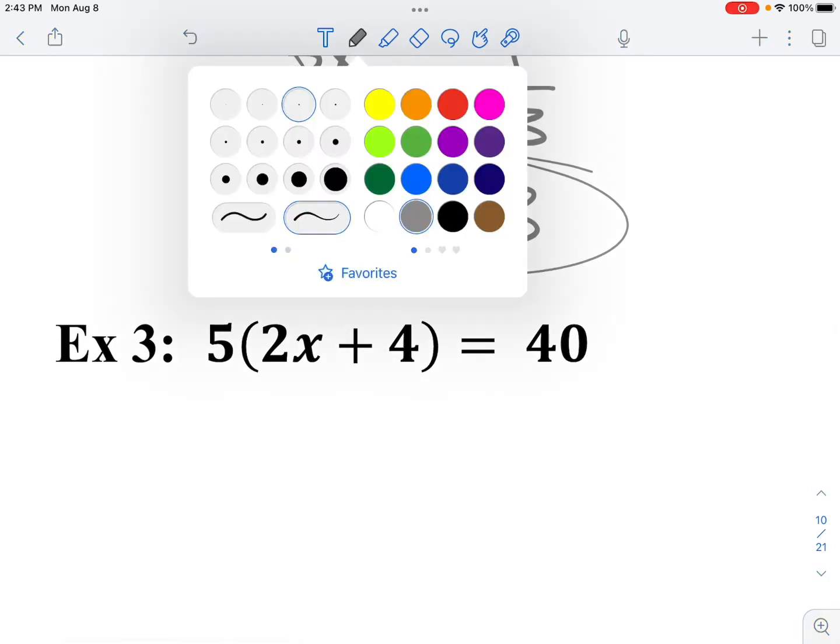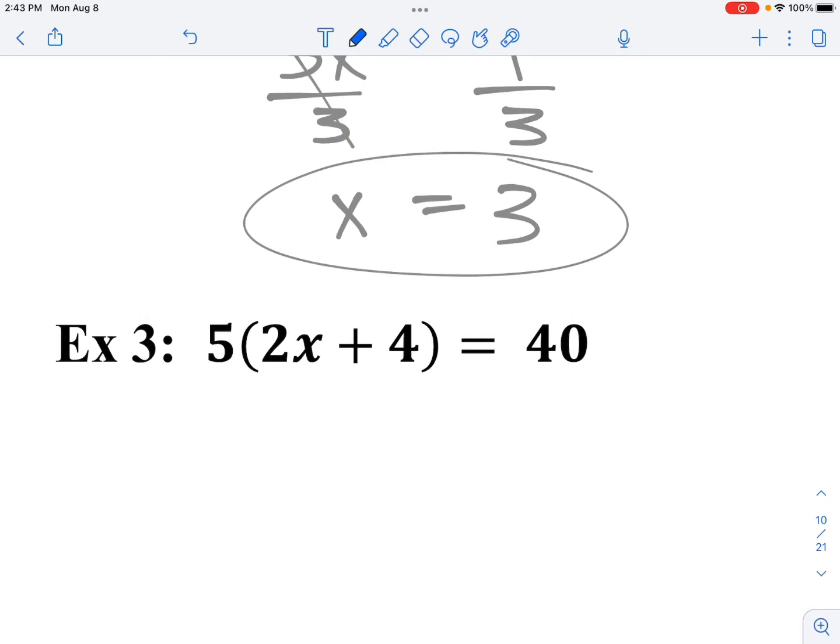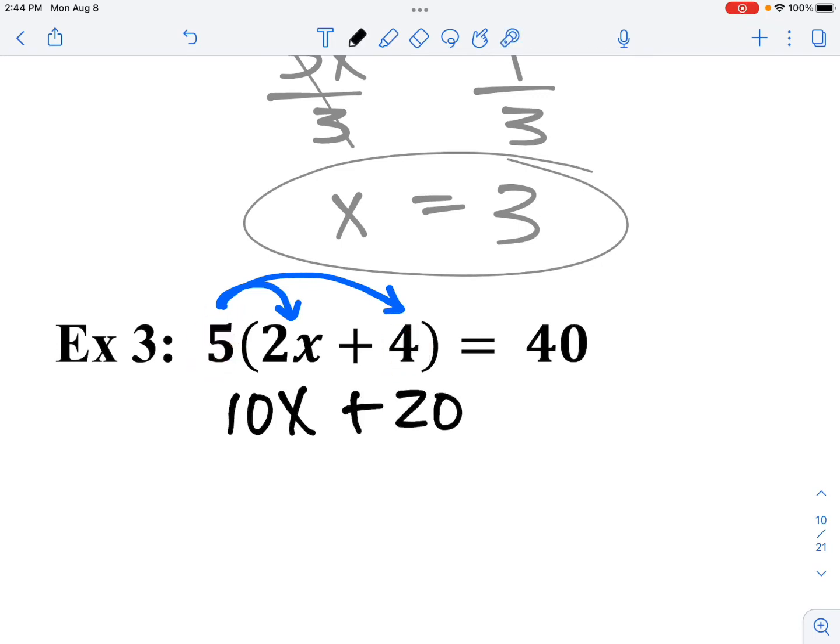I'm going to go to number 3. The first thing that I would recommend doing here is, I know everybody is probably going to want to distribute like this. Whenever I see a whole number like this outside a set of parentheses, I always want to distribute. So I'm going to go ahead and do that first. When I take 5 times 2x, this is what we practiced yesterday, you get 10x. Keep the plus sign, and when you take 5 times 4, you get 20. And I'm keeping everything else in the equation the exact same.